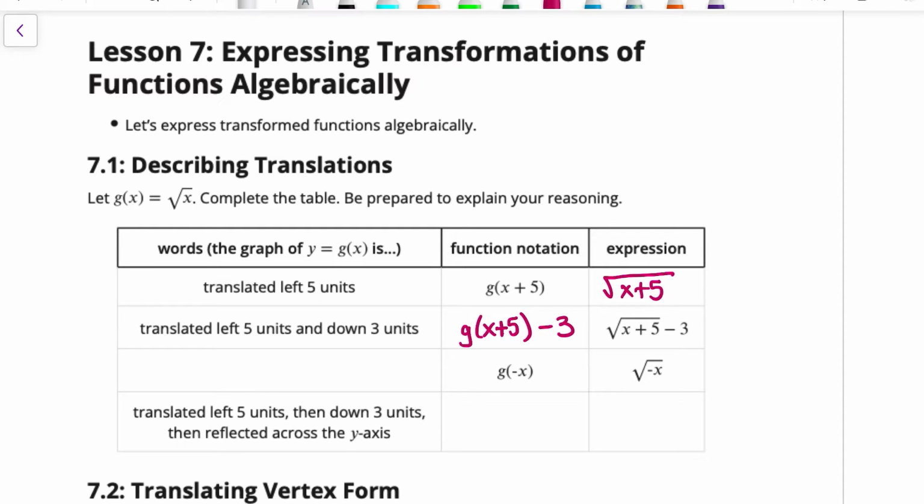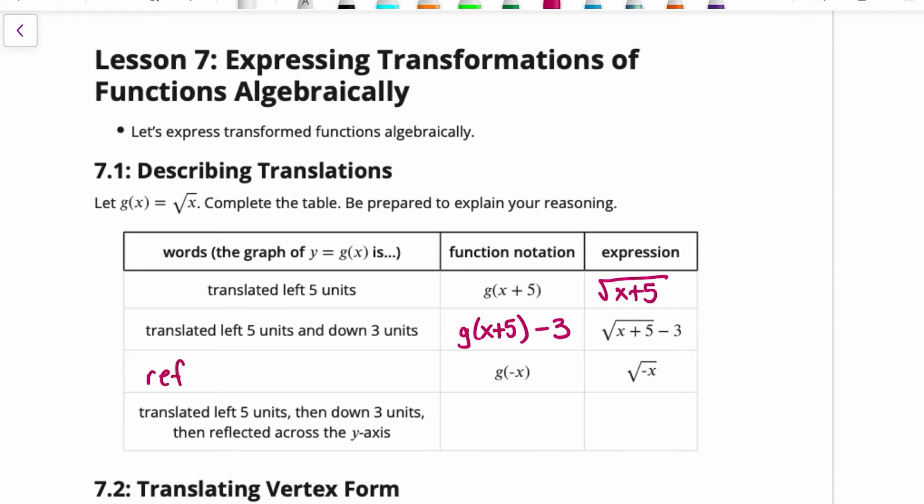All right, if we're taking g of negative x, then that's the square root of negative x, and we are reflecting. And remember that when we change the input value, when we change the sign of the input value, we're reflecting across the y-axis. If we were changing the output value, if it was negative g of x, we would be reflecting across the x-axis.